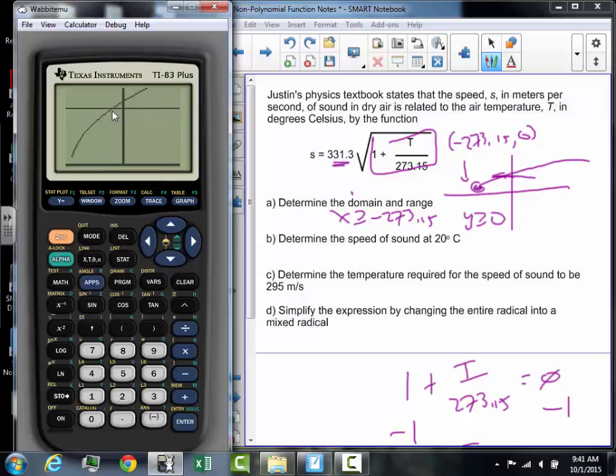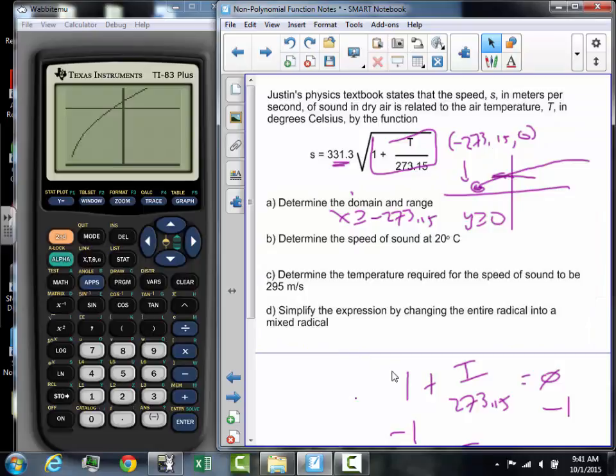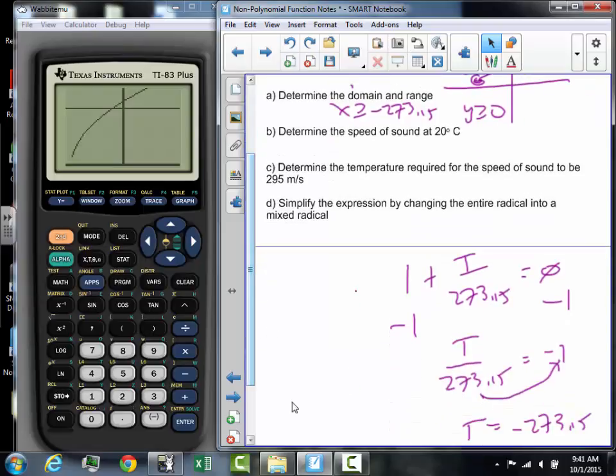Still with me? Okay. And this one's kind of mean. It said change the entire radical into a mixed radical. That one's actually the hardest one. So let's do that, and then we'll take a little bit of a break, I guess, then, because I'm done finally.